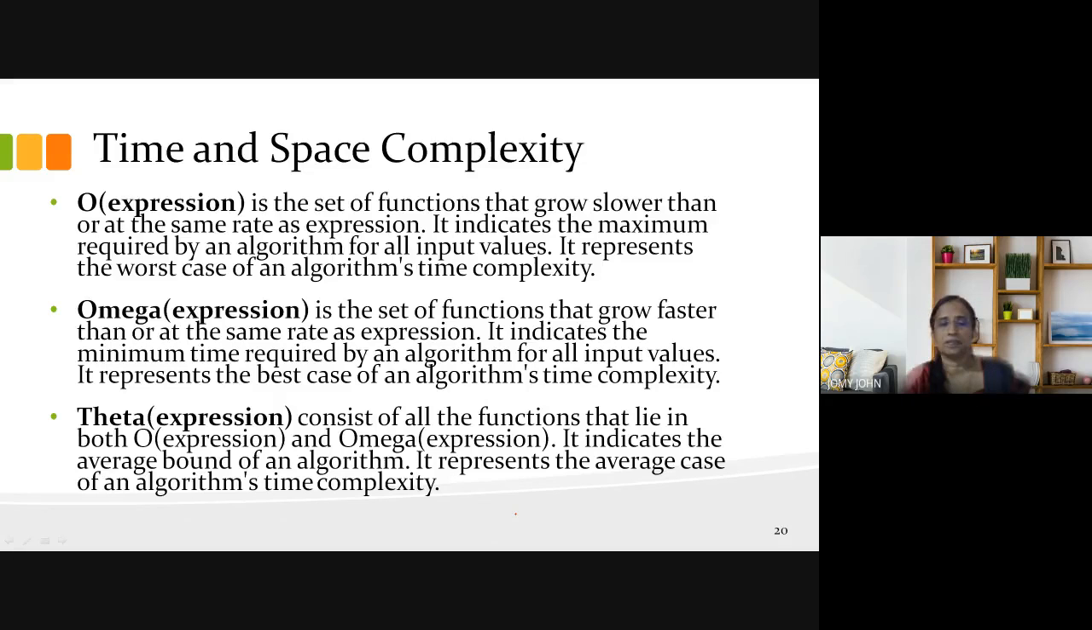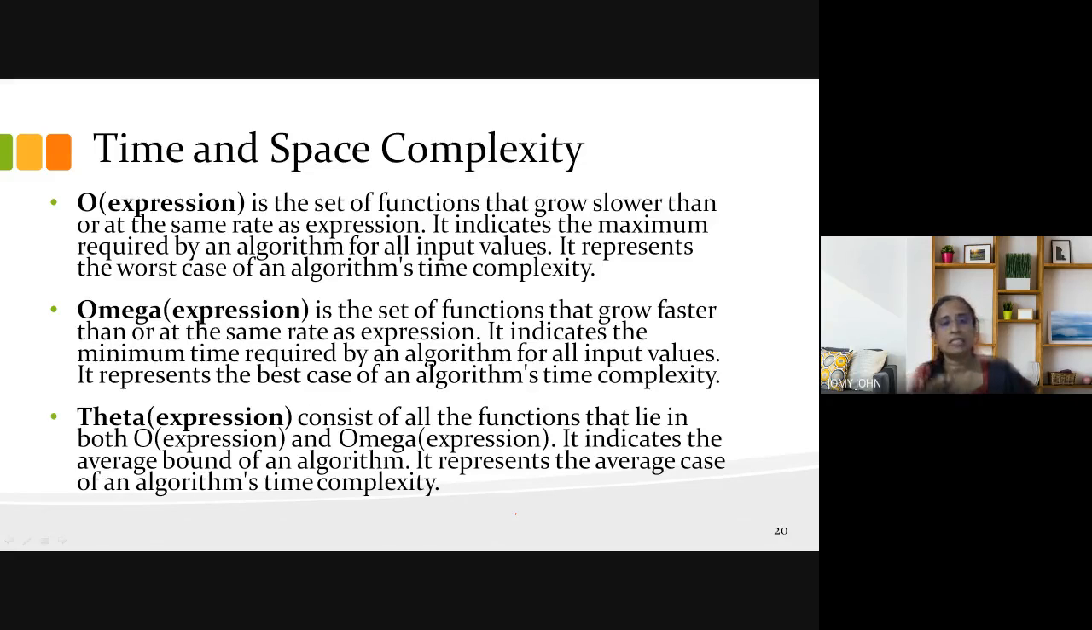Second one is omega notation. I'll just read it out. It is a set of functions that grow faster than or at the same rate as the expression. It indicates the minimum time required by an algorithm for all input cases. What is that? It is the best case complexity. The minimum time is 1 second. In the best case, my algorithm will take a minimum of 1 second, so I cannot run it in less than this. For any case, minimum it will take 1 second. That notation is known as omega notation.